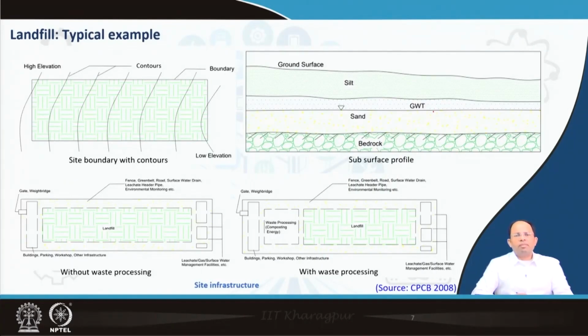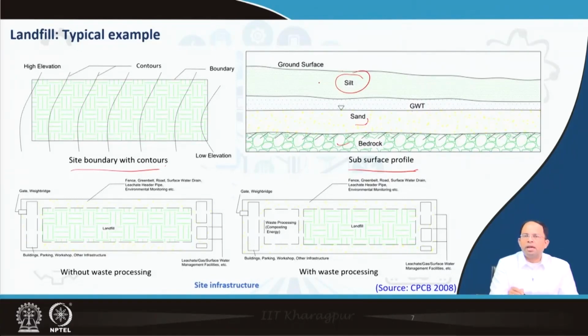So let's see a typical example of a landfill site. First we have to determine the site boundary along with the contour lines of the site to understand where we have to cut, where we have to fill, and so on. So we have to create the subsurface profile of the site. So you can see this is the bedrock, maybe the soil layers above it, maybe there is sand, then the groundwater table we have to determine, then the layer of soil above it, maybe there is silt soil over here, right? So this is what needs to be determined, and the entire profile or the section of the ground needs to be understood. Once that is there, based on the site, we can determine what should be the layout of the site. Like over here, this is the gate, this is the weighbridge, some buildings, parking, workshop, and other infrastructure could be put over here.